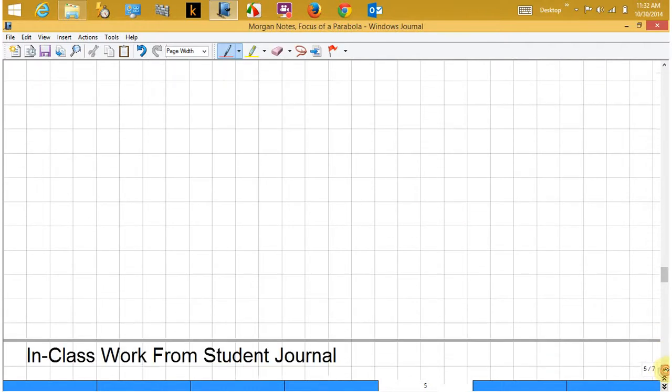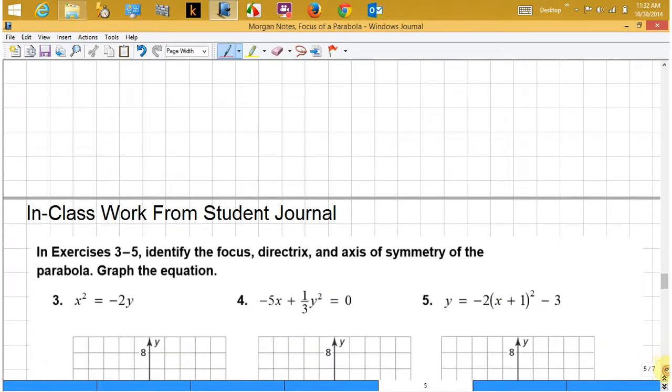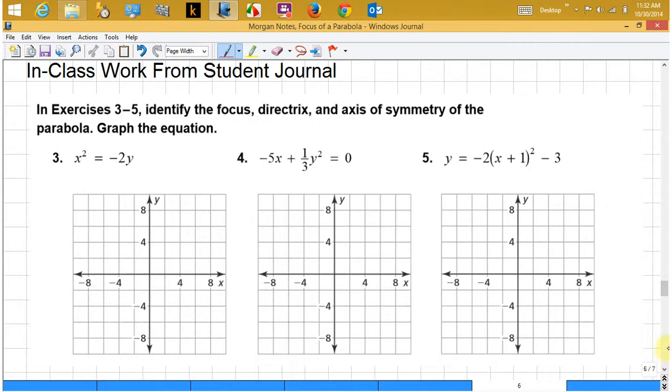Let's see if I have a few more examples to work. Actually, what I'm going to do is I'm going to stop here for the lecture, and I'm going to just work some examples in a separate video lecture.